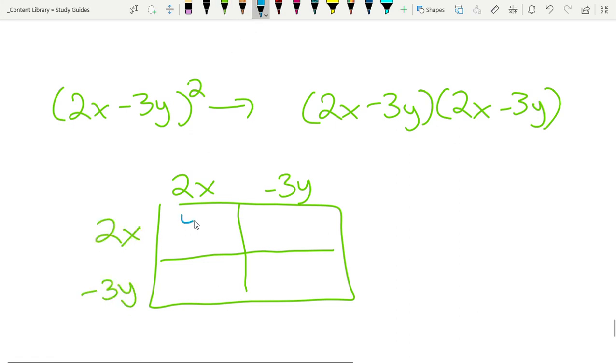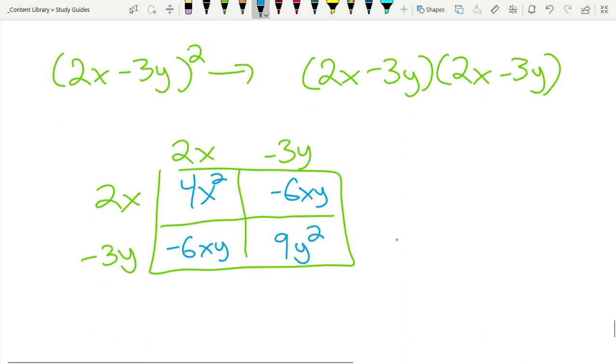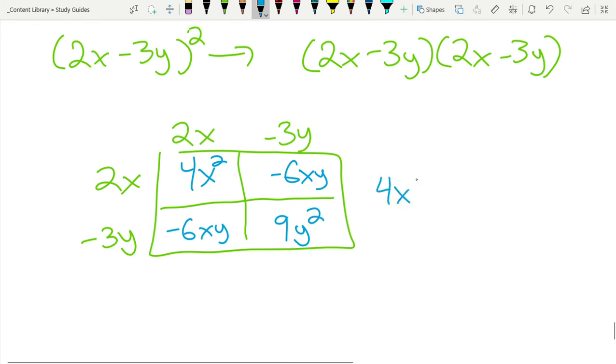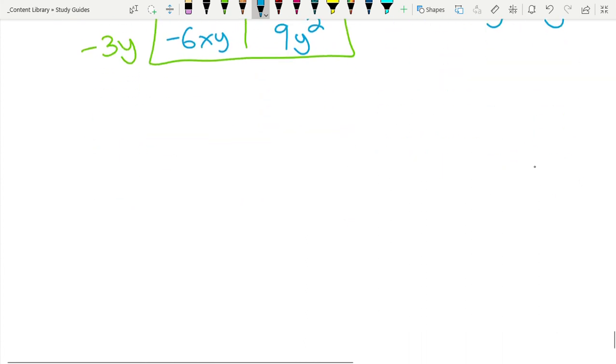So let's multiply. That's a 4x squared, a negative 6xy, a negative 6xy, and a 9y squared. So let's combine like terms. 4x squared, negative 6, make negative 12xy, plus 9y squared.